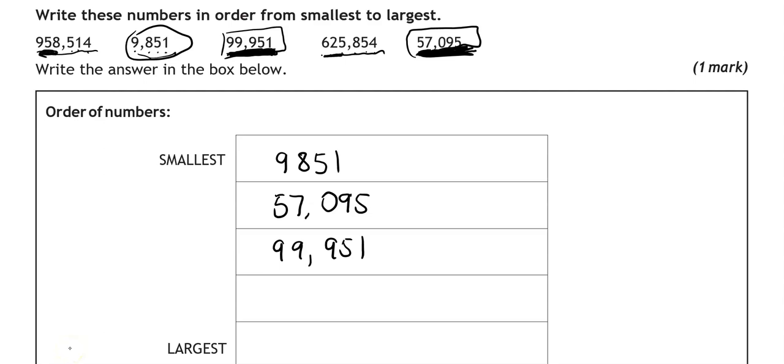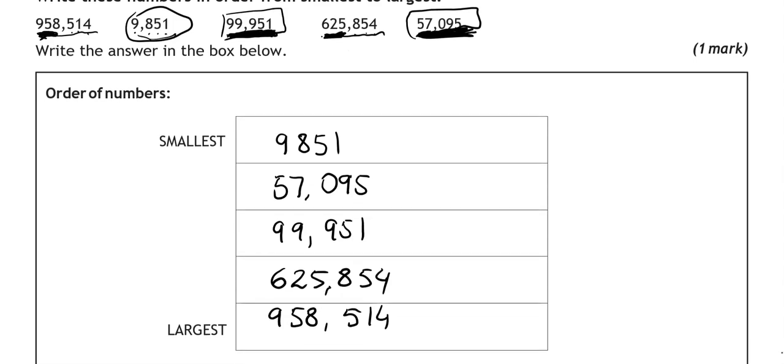So 958,000 or 625,000, the 625,000 is smaller, because 625 is smaller than 958. So we'll write those down and we put them in order.